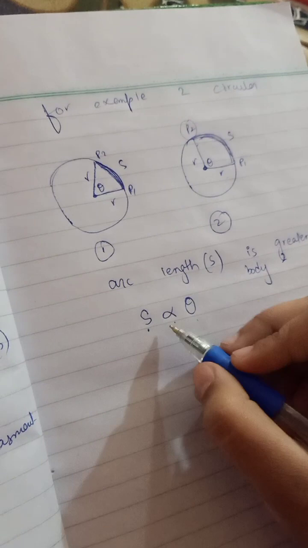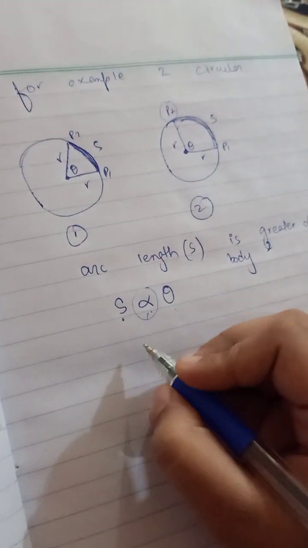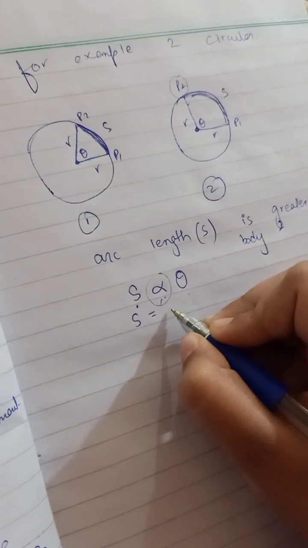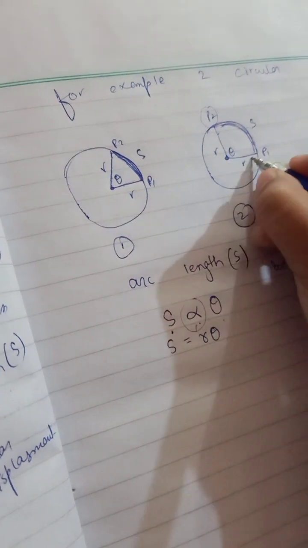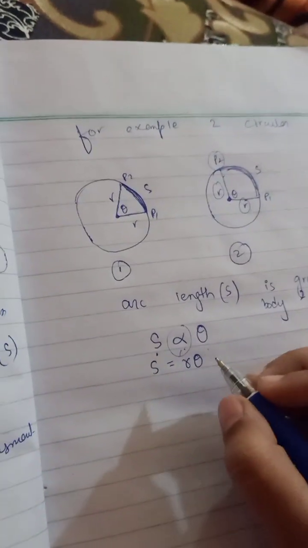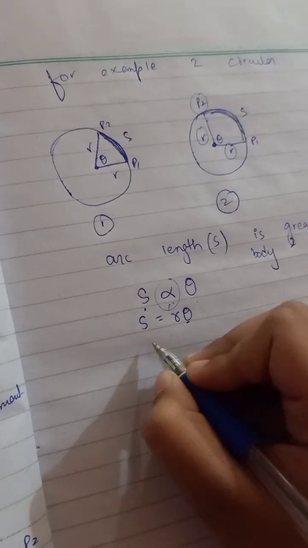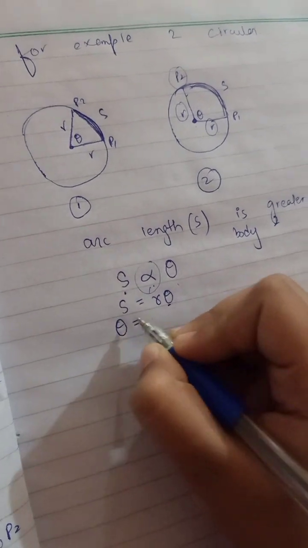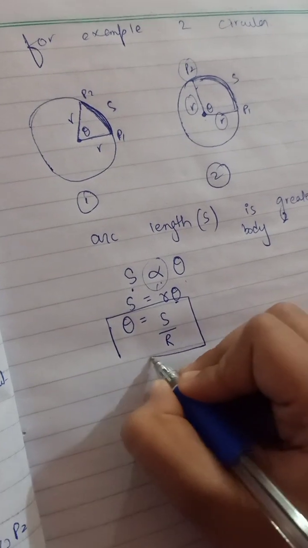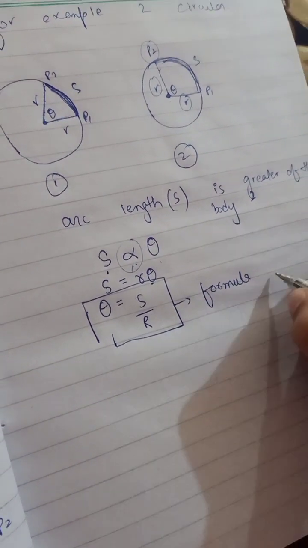Okay, so here you can see this is the proportional sign. If you remove that, there is a constant. The constant is the radius, a constant radius. So if we have to find theta, since it is getting multiplied, it will get divided here. So we can write here S upon R. This is the formula of the angular displacement.